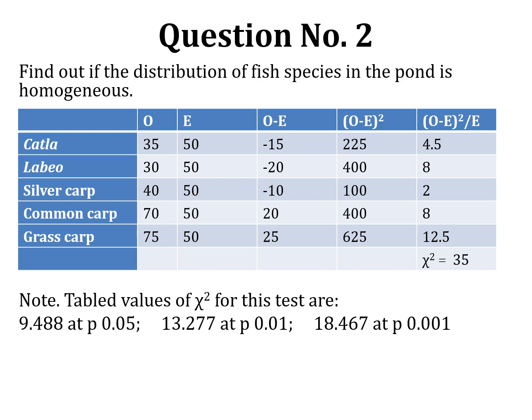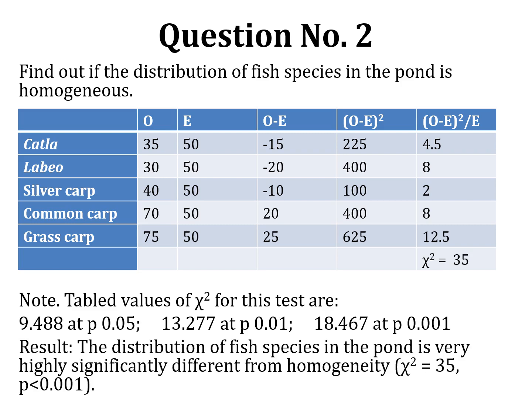The table values of chi-square for this test are 9.488 at probability 0.05, 13.277 at probability 0.01, and 18.467 at probability 0.001. And we have the result. The distribution of fish species in the pond is very highly significantly different from homogeneity. So chi-square is equal to 35, probability less than 0.001. So this is our question number 2.